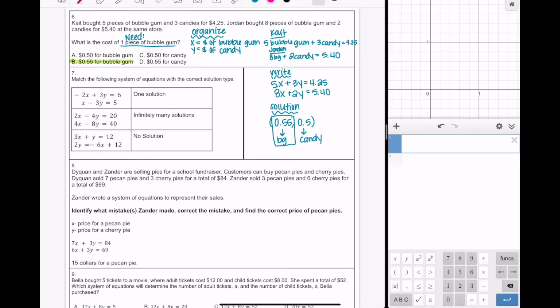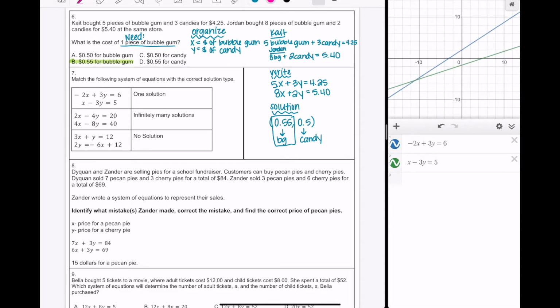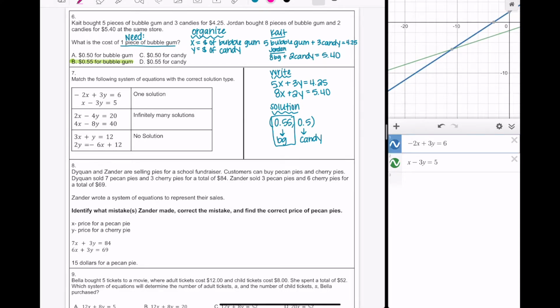All right, so negative 2x plus 3y equals 6, and x minus 3y equals 5. I can't see all of that, so I'm going to zoom out nice and wide so I can see that these cross one time. So this system has one solution because they cross one time.